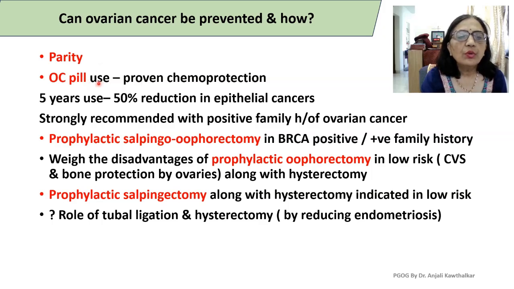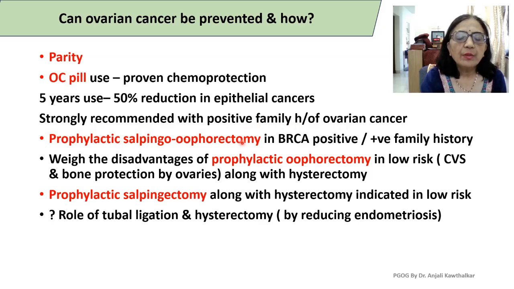OCP use is the only proven chemoprotection against ovarian cancer. It has been proved that it reduces the risk, and there is a significant reduction with a 5-year use. The longer the use, the more the reduction. With 5-year use there is a 50% reduction in development of epithelial cancers. So OCP use is strongly recommended whenever there is a positive family history of ovarian cancer.